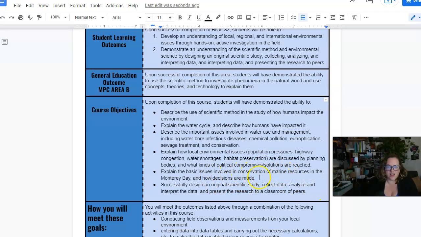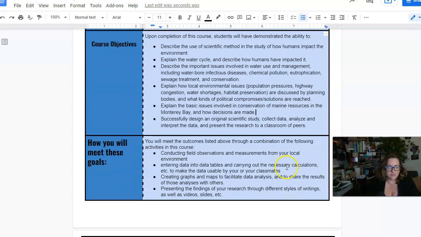We'll talk about conservation in the Monterey Bay. So again, I live in Los Angeles, but I lived in Monterey Bay for a while. It's my very favorite place in the world. So we will talk about a lot of what's happening there and how people are working to save it and make sure it stays nice and beautiful.